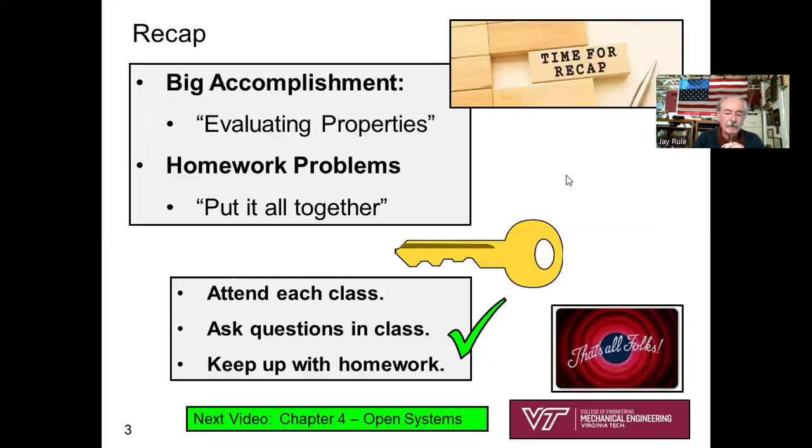So this has been a big accomplishment for you, and the overarching goal of chapter 3 is evaluating properties no matter what the substance is. And that's kind of a thing to remember. Chapter 3 has helped you: How do I quantify delta U? How do I quantify delta H? How do I work between properties like volume, specific volume, pressure, things like that? The homework problems as we went along helped you put it all together.